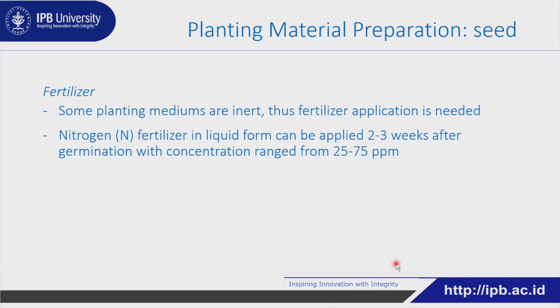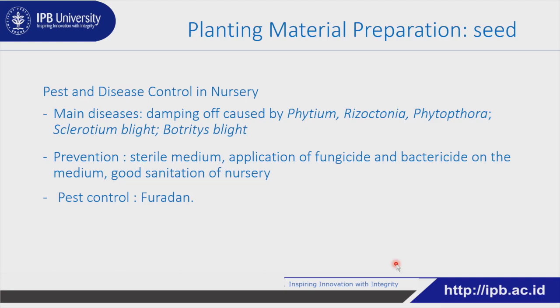And pest and disease control in the nursery for seedlings from seed: the main diseases are Pythium, Rhizoctonia, and Phytophthora. Pythium is the number one. So for prevention, first we use sterile medium, and maybe we should apply fungicide and bactericide on the medium, and keep good sanitation of the nursery.